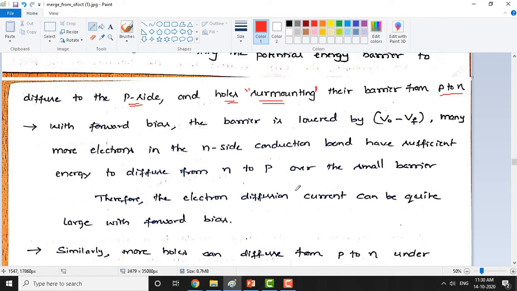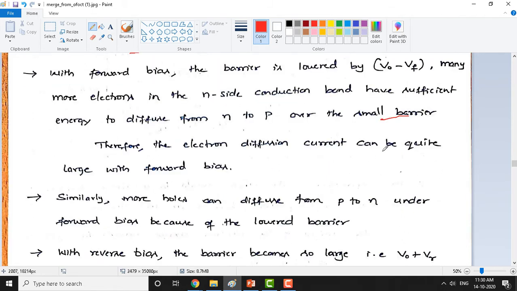So with forward bias, the barrier is lowered. That is what we said, V naught minus V. Many more electrons in the N side conduction band have sufficient energy to diffuse from N to P over the small barrier. So the barrier is now very small. Therefore, the electron diffusion current can be quite large with the forward bias. In the forward bias condition, the diffusion current is going to be very large compared to the other current here.